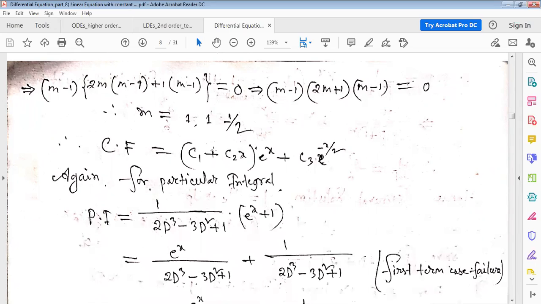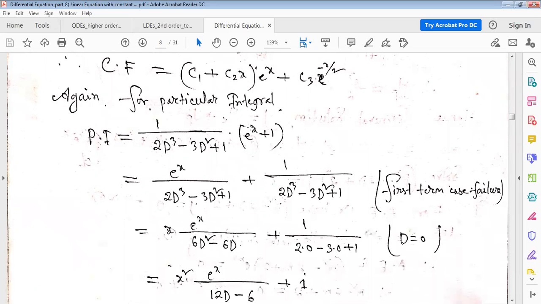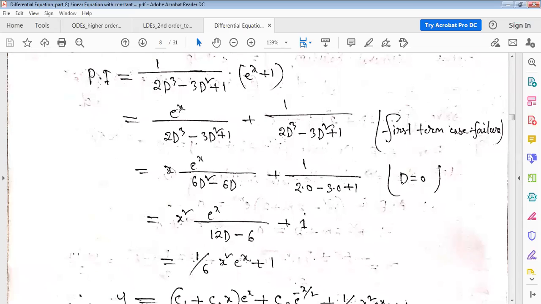Now for the particular integral, what will be 1 by the left-hand side, times the right-hand side? If we take this, there will be two parts: e to the power x into this, and 1 into this. For the e to the power x part, the coefficient of x is 1. Just putting D equals 1 here, this becomes undefined, right? So we can take differentiation here.